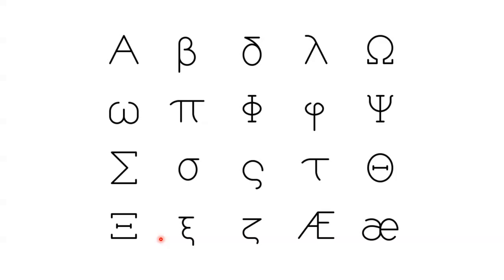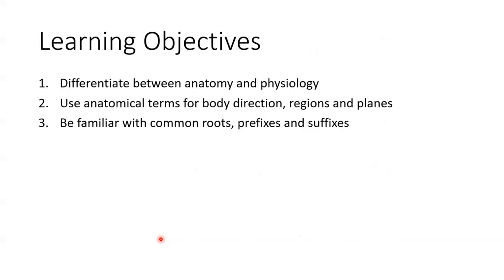Although these words initially are going to seem really strange and foreign, as we move through the unit, you will see some of these words or parts of words over and over again, and eventually this terminology will become quite familiar. So to help us get to that stage, we have 3 learning objectives to cover today. 1, differentiate between anatomy and physiology. 2, to use anatomical terms for body direction, regions, and planes. And 3, to be familiar with common roots, prefixes, and suffixes.